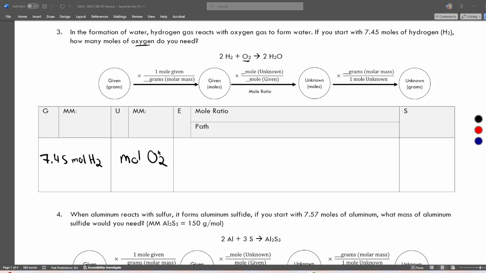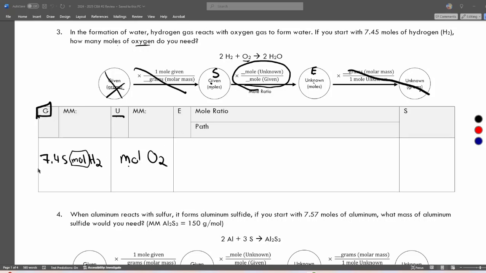Now, a quick refresher on how our mole map works. Our given is always where we start, and our unknown is always where we end. So we have to start on one of these two on the left side. This one says given grams. Is our given in grams? No, it's not, so we're not going to start here. Here it is, given moles. This is where I'm going to start. And over here, my unknown: unknown moles or unknown grams. Well, it says unknown is moles, so this is where I'm going to end. So I don't need to do this step, and I don't need to do this step. I only need to do the mole ratio.